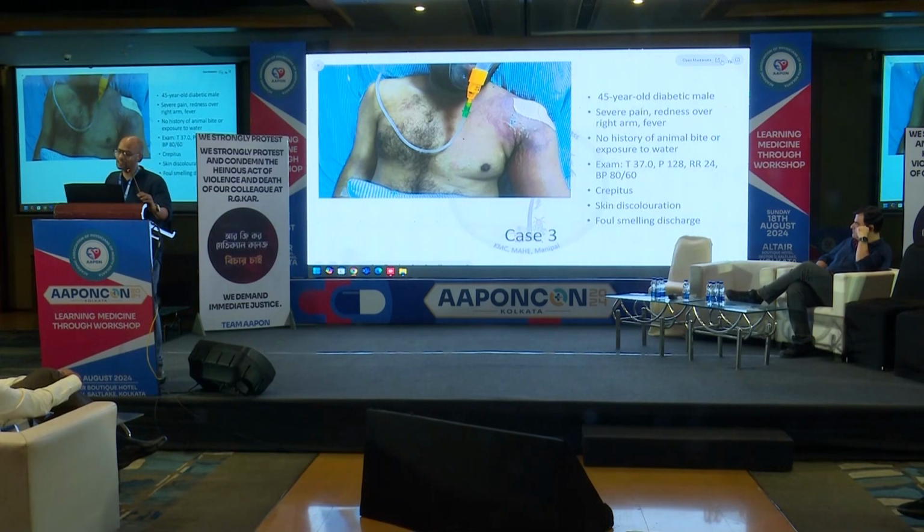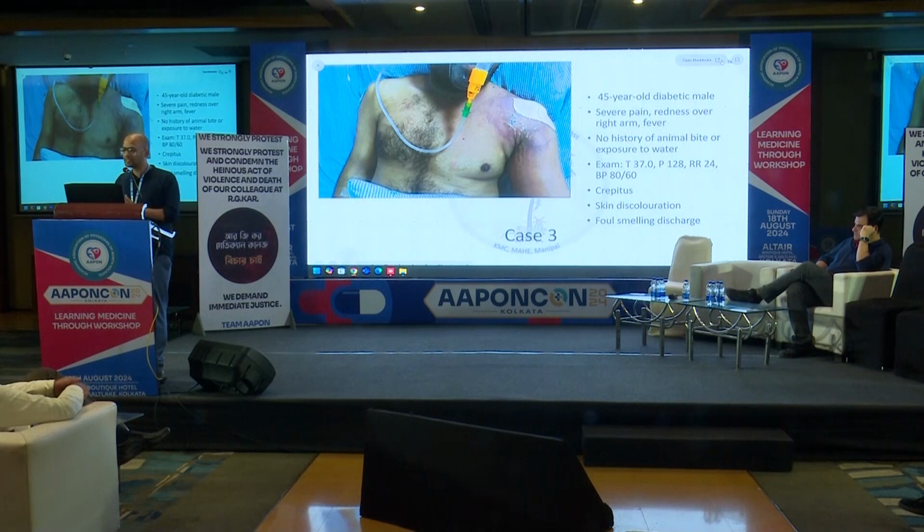Now this is the third case. This is a 45-year-old diabetic male, who has come with severe pain, redness over the right arm and has fever. The patient has no history of animal bite or exposure to water. Basically, if there is an animal bite, you look for different organisms. If there is a history of exposure to water, fresh or seawater, you have different organisms. But this is a garden variety, severe pain, redness over the right arm. The patient is a diabetic male.